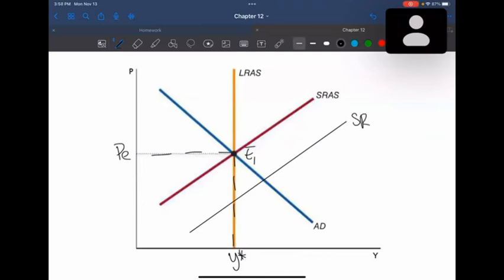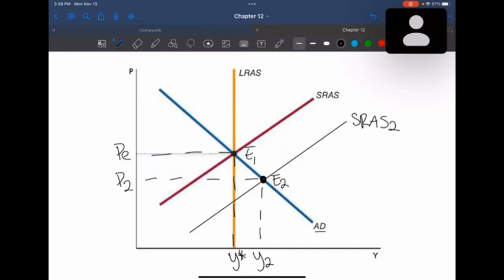So we'll label that short run aggregate supply 2. Now this is going to move our equilibrium down over here at E2. This is going to increase our output to Y2, but it's also going to decrease our price at P2. So right now the economy is in short run equilibrium because it is still intersecting with the aggregate demand curve. In the short run, the output is increased, but the price is decreased.